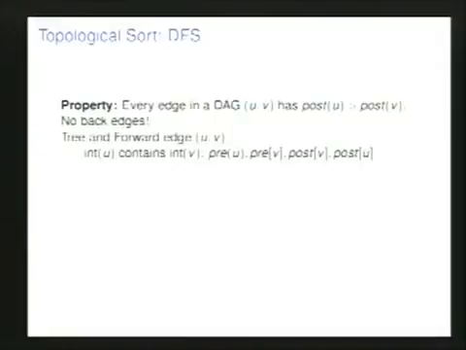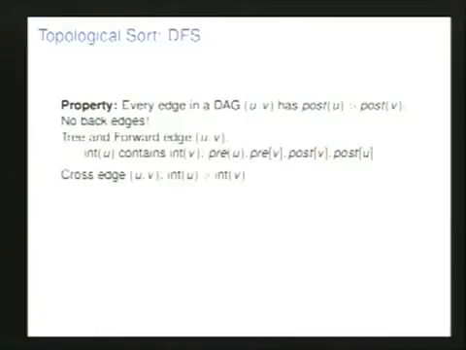So the interval of U contains the interval of V, which means if you write out all the numbers associated with the interval, the pre of U is before the pre of V, which is always before the post of V, which is before the post of U. So these last two say the post of U is greater than the post of V. Right? So for tree and forward edges, this property holds.